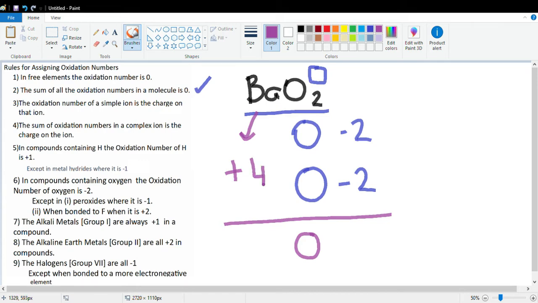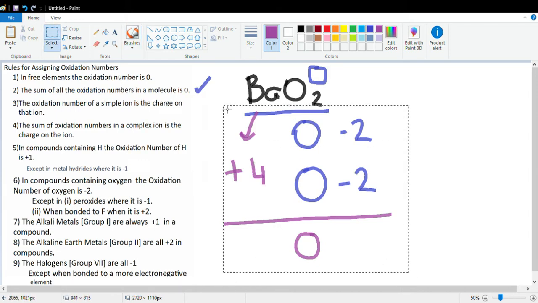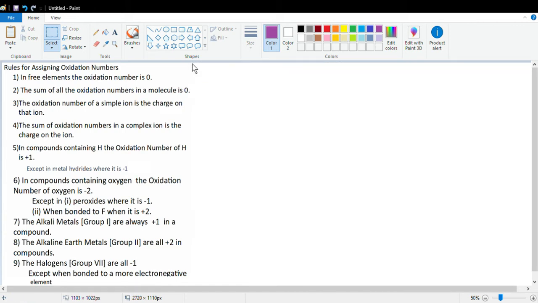So there's no rule for barium. It's not an alkali metal, it's not an alkaline earth metal, and it's not a halogen. So we just have to work that out ourselves there. If we know that the oxygens are going to be -2, barium must cancel that out. Next one I'll go through is also from exercise 2. We'll just go through some individual ones before we approach any equation.